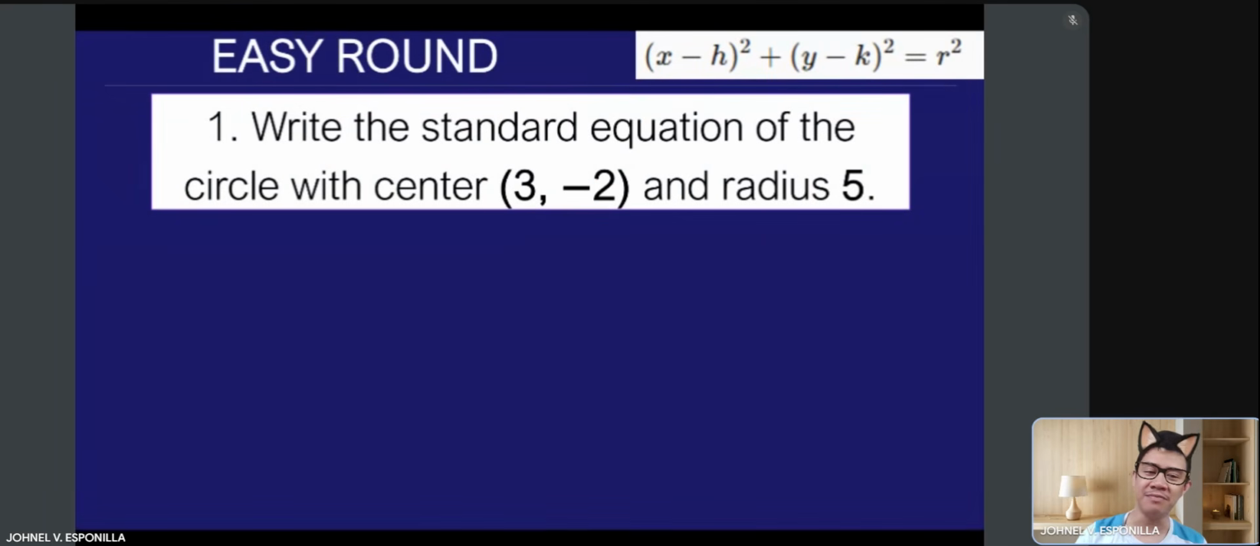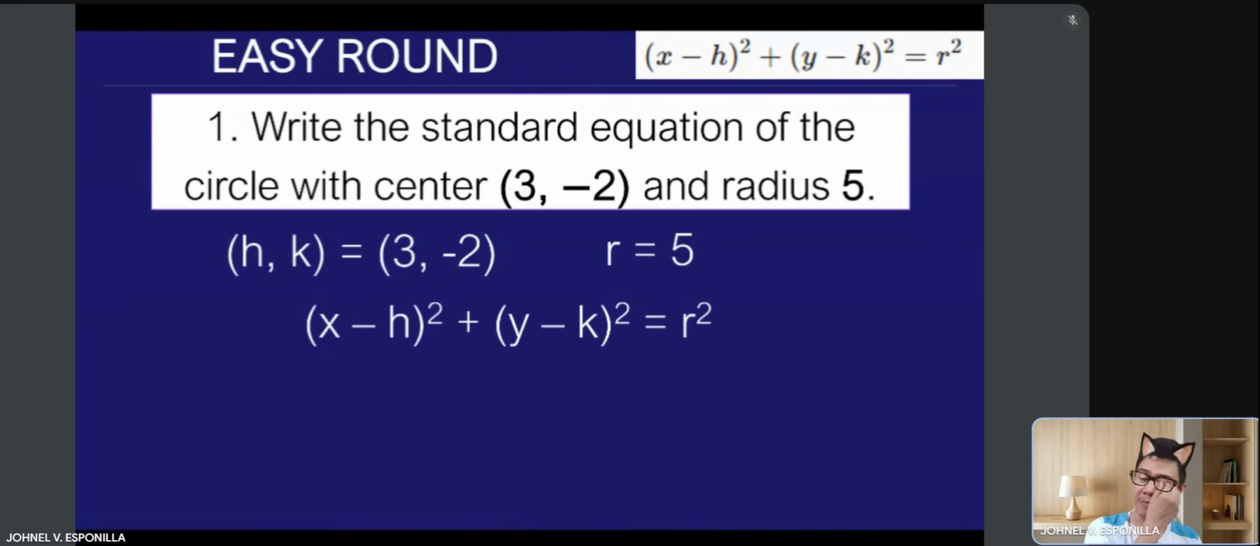So, for easy round, number one, write the standard equation of the circle with center 3, negative 2, and radius of 5. We all know that the standard equation of the circle is in the form of this. So gagamitin natin to para makuha po natin yung equation po ng number 1. Gamit po yung center at saka yung radius. And this is the standard equation of the circle.